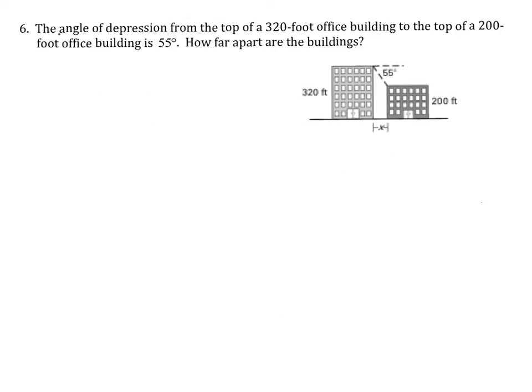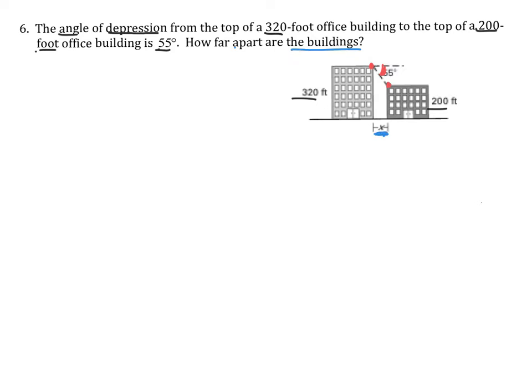Now, for this next problem, I'm dealing with an angle of depression. It's from the top of this 320-foot building to the top of this 200-foot building. And they specifically tell me my angle of depression is 55 degrees, which is marked in my picture. So we can imagine someone at the top of this taller building looking straight out, and then they tilt their head down to look at the top of the other building. What I'm trying to solve for is the distance in between the buildings. So how far apart are these two buildings? So I'm looking for x down here.